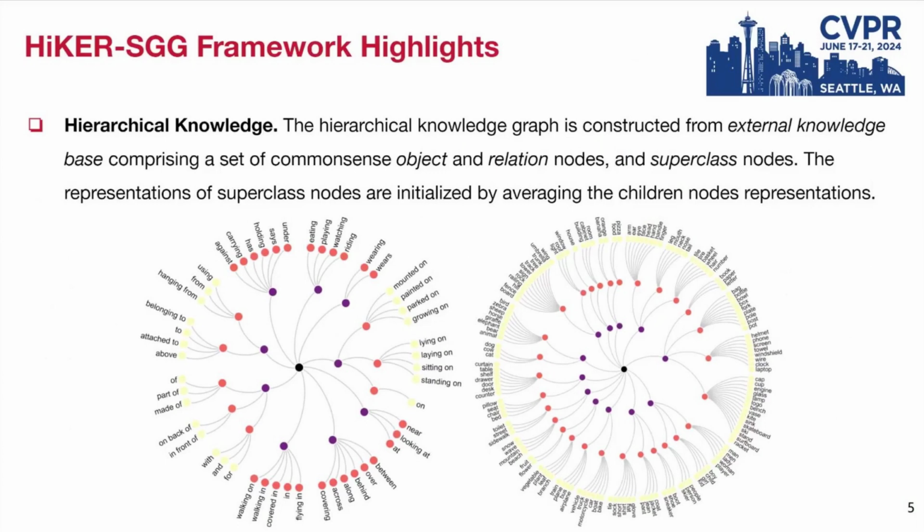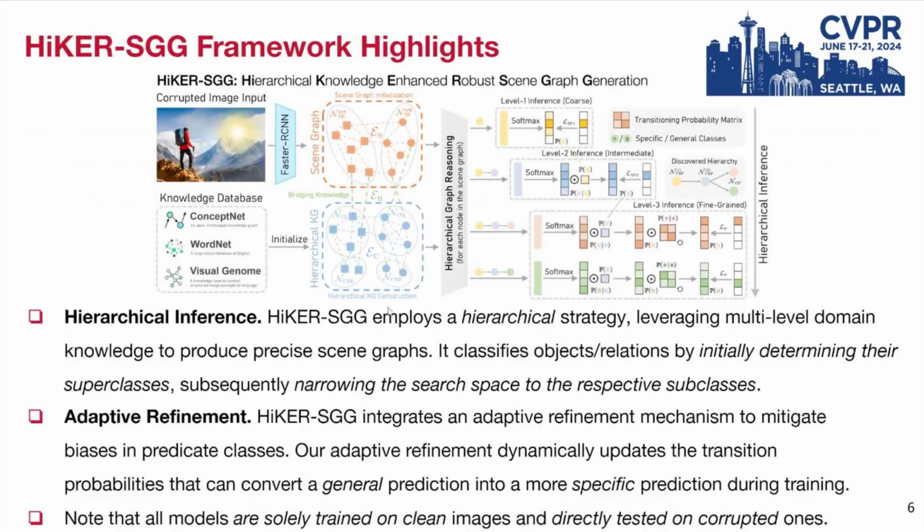Firstly, we construct hierarchical knowledge graphs from external knowledge bases, such as WordNet and ConceptNet, which encode the common-sense knowledge and hierarchical relationships between object and relation classes. Specifically, the hierarchical knowledge graph comprises a set of common-sense object and relation nodes, and also superclass nodes. Based on the hierarchical knowledge graph, we employ a hierarchical inference strategy, which leverages multi-level domain knowledge to produce precise scene graphs. It classifies objects/relations by initially determining their superclasses, subsequently narrowing the search space to the respective subclasses.